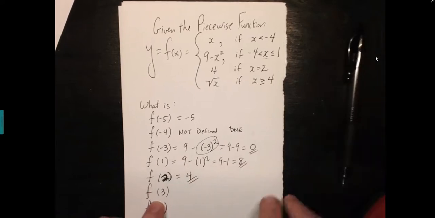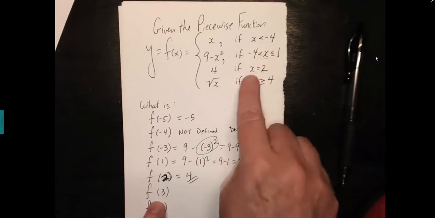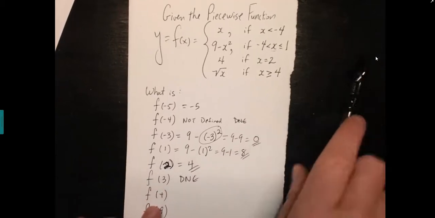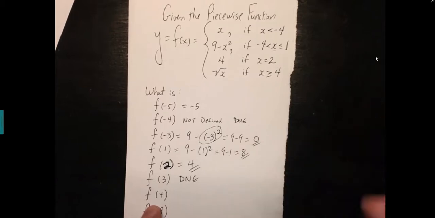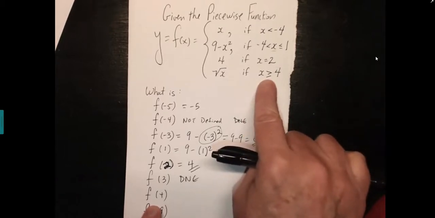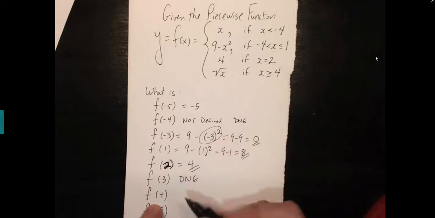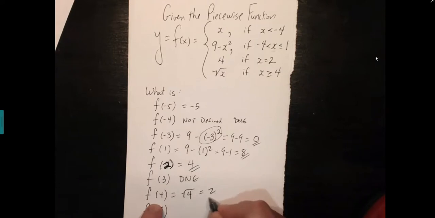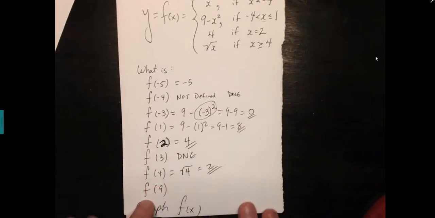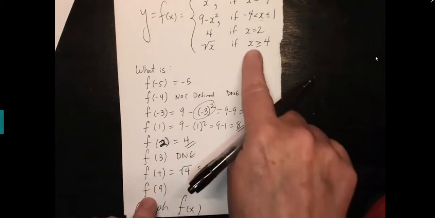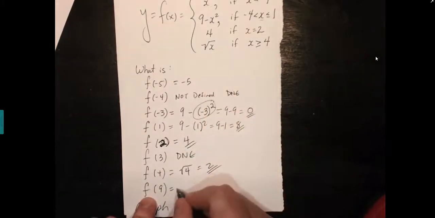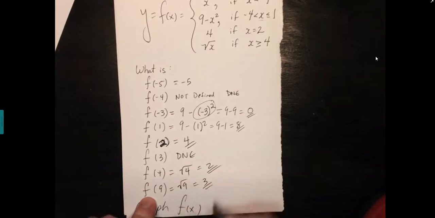What about f evaluated at 3? Well, 3 doesn't live in any of these. So once again, this does not exist or is not defined. What about f evaluated at 4? Well, if x equals 4, because of the symbol here, it's included. So I will use this formula. So f evaluated at 4 is equal to 2. What about f evaluated at 9? Well, if it's 9, it lives in there. And so this will be the square root of 9, which is equal to 3.